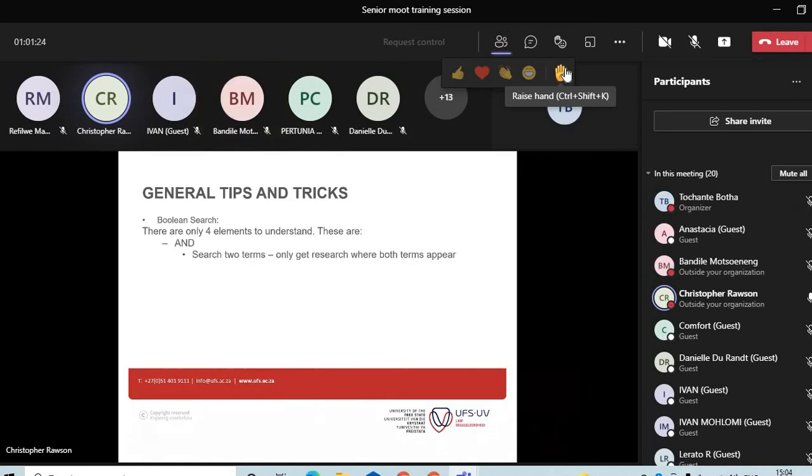The first one is that when you, for example, put in Google, or you're searching a specific journal or a database, if you put the word "and" in between 2 of your search terms, you are only going to get research where both terms appear, right? So if you search South African Constitution and equality, you are only going to get resources and sources that mention both the South African Constitution and the right to equality.